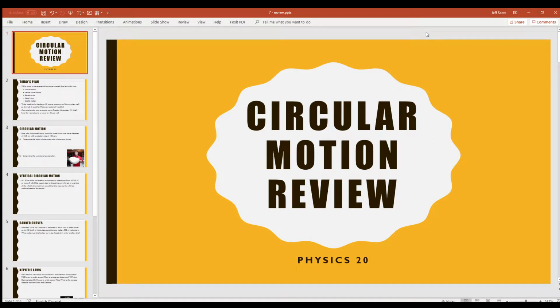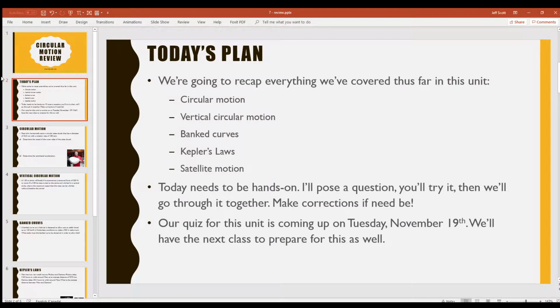All right, so today we're actually going to do some full circular motion review. We're going to cover everything that we've covered so far. This is going to serve as a really good prep for a quiz that we have coming up. So today's plan is, again, we're going to recap everything we've covered thus far in this unit. It's going to include circular motion, vertical circular motion, bank curves, Kepler's Law, and satellite motion.